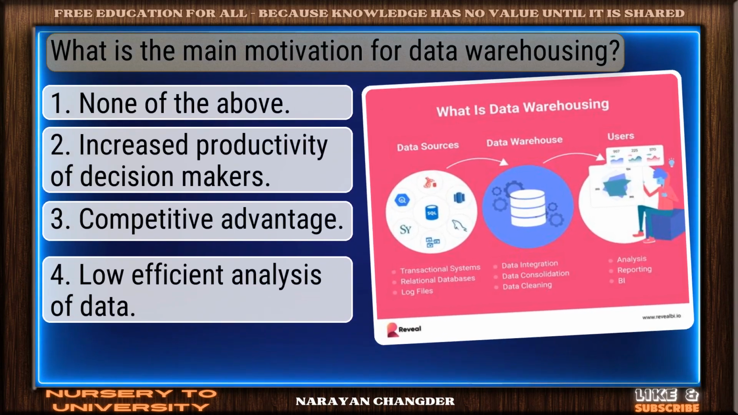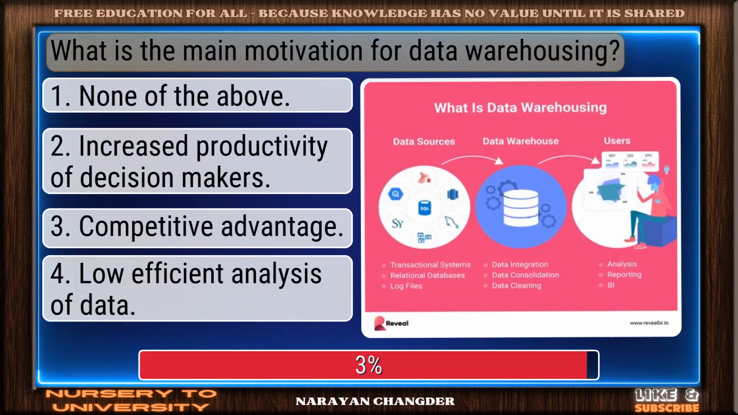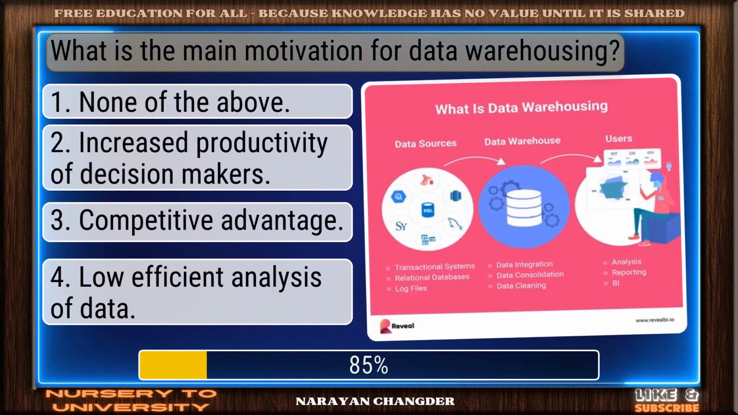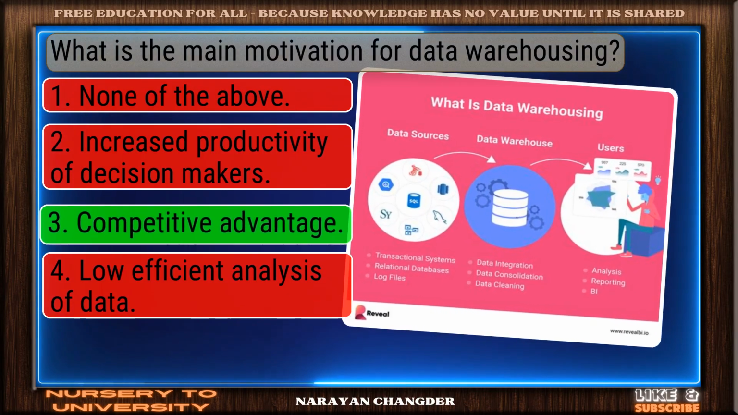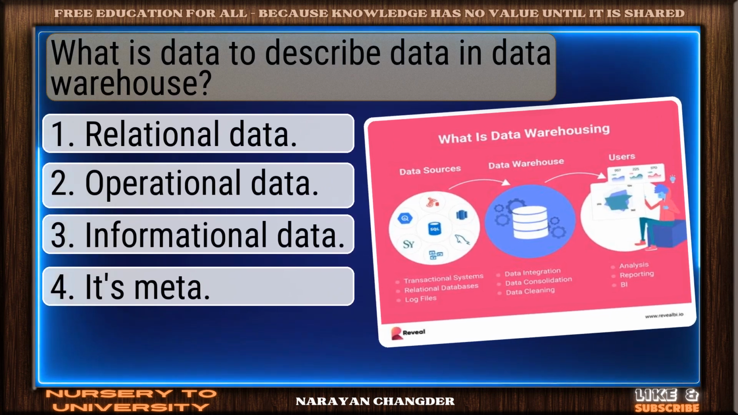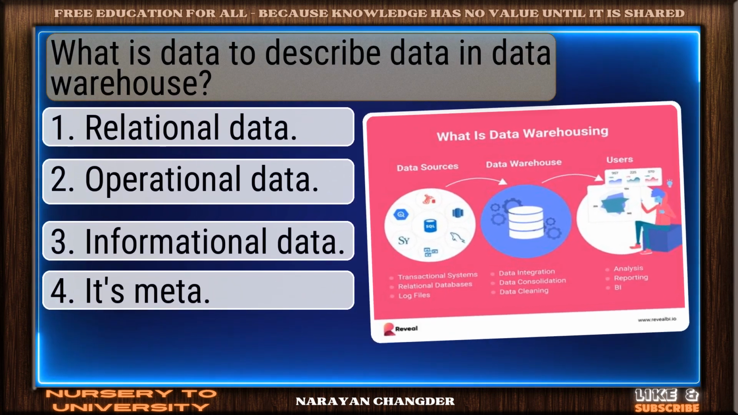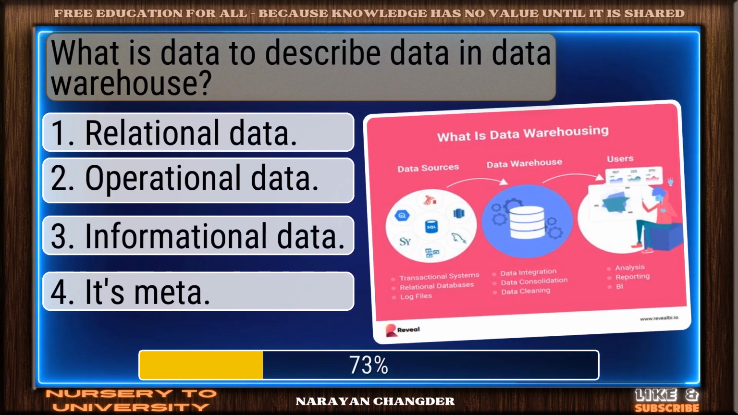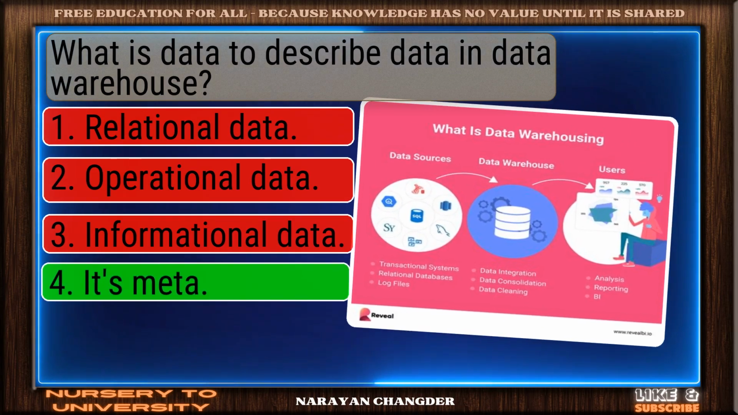Question number 29. What is the main motivation for data warehousing? Good thinking. Competitive advantage is the right answer. Question number 30. What is data to describe data in data warehouse? Well reasoned. It's meta is the correct choice.